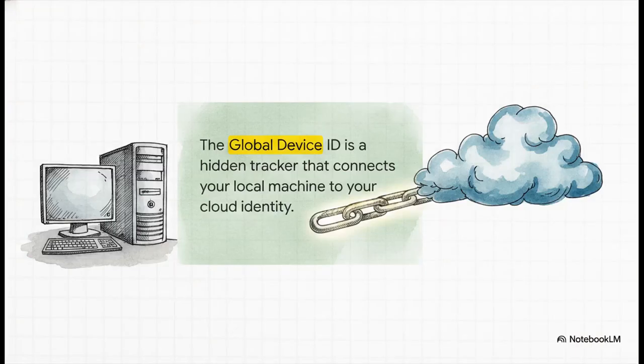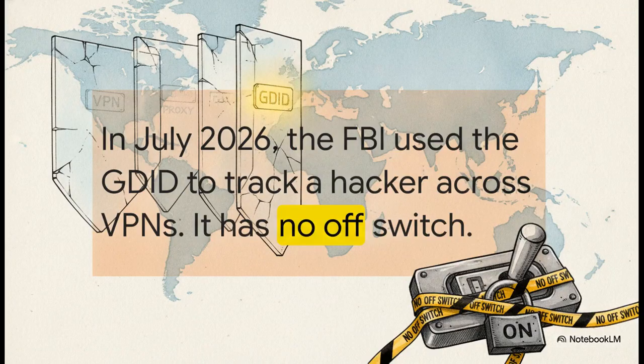But honestly, as terrifying as immutable hardware tracking is, there's a software identifier that bridges the gap between your local machine and your cloud identity. And it has some absolutely chilling real-world implications. We need to talk about the GDID, otherwise known as the Global Device ID. And listen, this isn't just theory. Back in July 2026, the FBI used this exact identifier to track a suspect from the Scattered Spider hacking group across proxy servers, multiple VPNs, and 3 different countries.